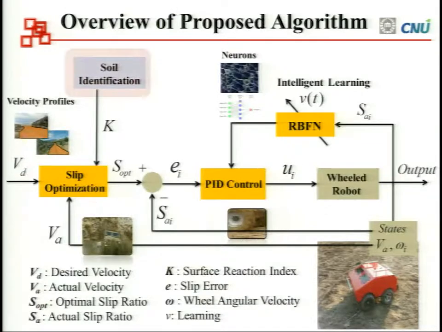So this is the overview of our proposed algorithm. The key parts are in red boxes: soil identification, slip optimization, and the neural network part.